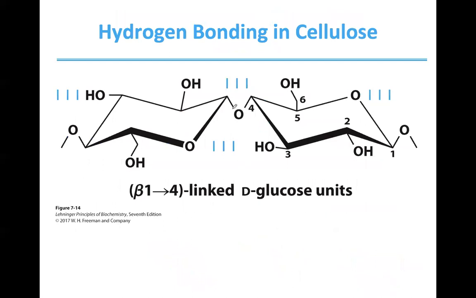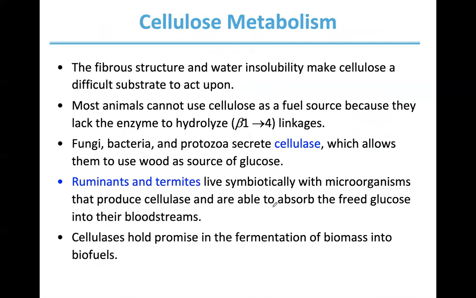And the structure is such that there's a lot of hydrogen bonding, you can imagine. And the stability of the glycosidic bond, which is beta, is not subject to the anomeric effect. So, beta 1 to 4 linked glucose units. All right, so it's a water insoluble, difficult substrate to act upon. Most animals cannot use it because they lack the enzyme to hydrolyze it, right?